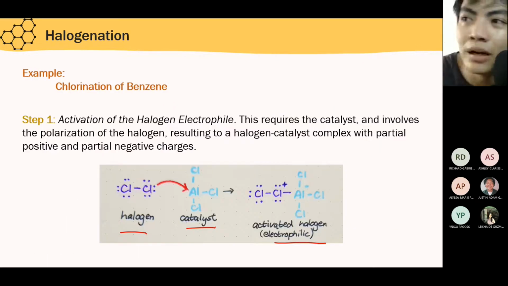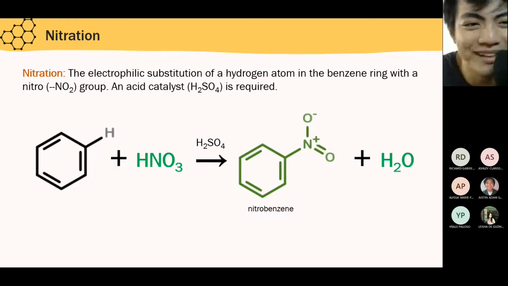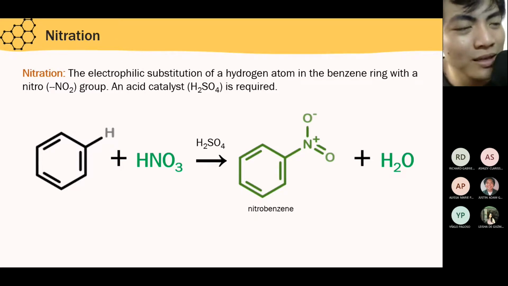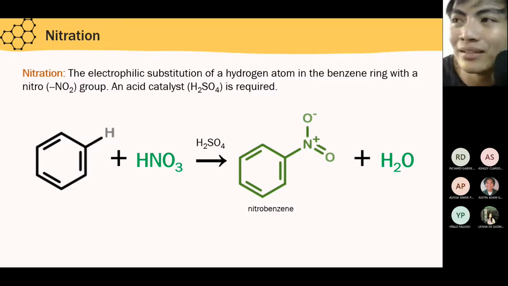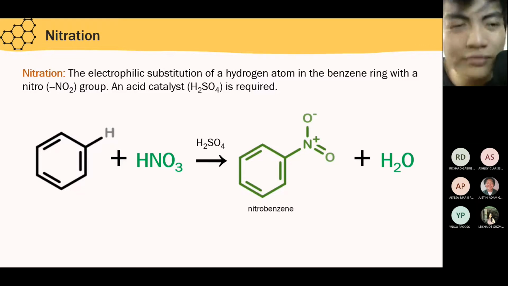Next one. Okay, so for next one, we have the chlorination. Sorry. Yan na pala yan. Next one, we have the nitration of benzene. Okay? Nitration, ibig sabihin nitro. Okay? So, nilagyan mo siya ng nitro groups. Okay, so paano ka maglalagay ng nitro group? So the nitro group can be obtained from your nitric acid. However, in order for the reaction to completely happen, you need another catalyst, sulfuric acid.